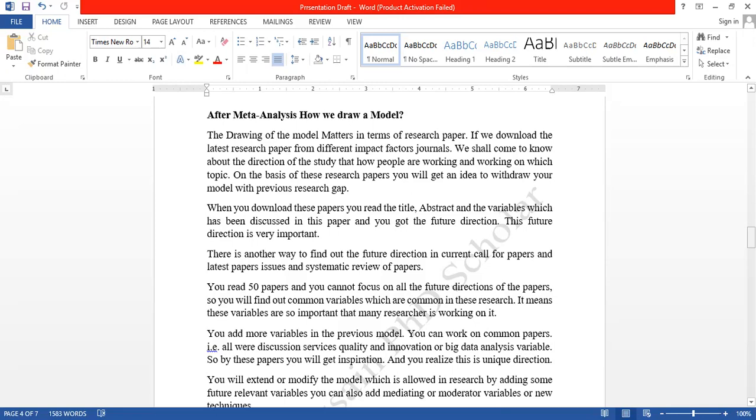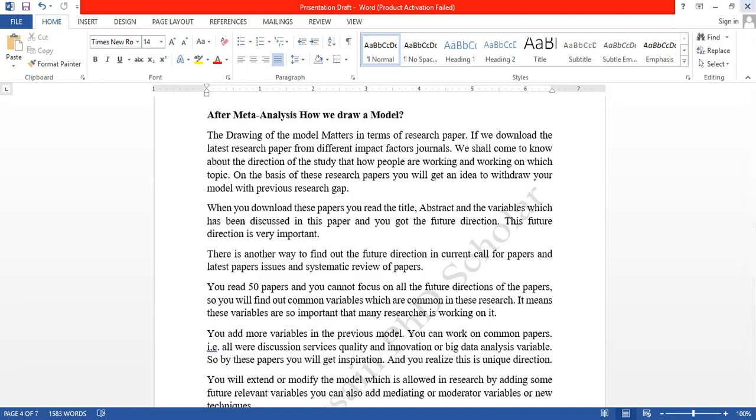This is another way to find out the future direction, from current calls for papers from different journals and websites, and the latest papers issues like systematic reviews of papers. Suppose you download about 50 papers, and you read 50 papers, and you cannot focus on all the future directions of the papers. So you will find out common variables which are common in these research. It means these variables are so important that many researchers are coding them.